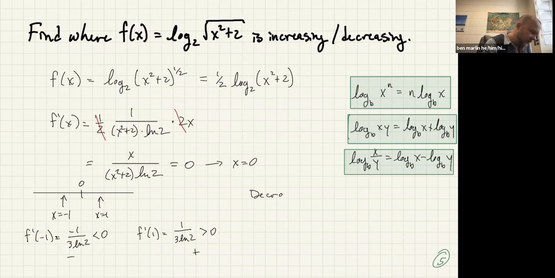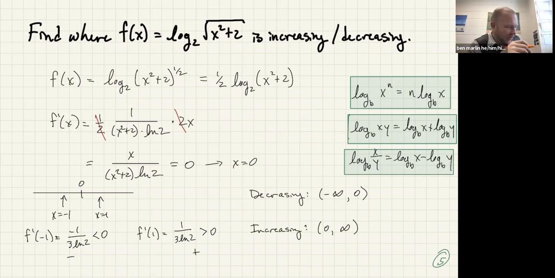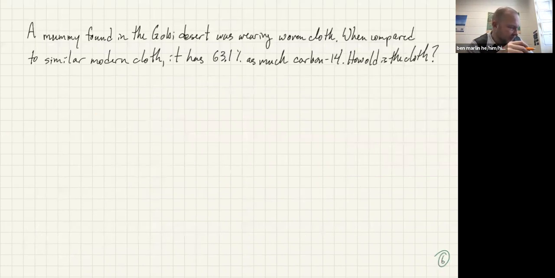So decreasing and then increasing. So for the decreasing, it goes forever to the left, and then at 0 it changes and starts to increase, and it increases from 0 to infinity. Okay. If you take a look at a graph of that, you'll see that displayed there kind of nicely.